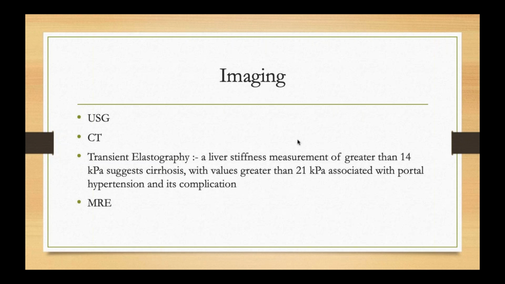Transient elastography, nowadays FibroScan, is available in almost all hospitals, where you can measure the liver stiffness. More than 14 kilopascals suggests cirrhosis, with greater than 21 kilopascals associated with portal hypertension and complications. MR elastography is also available.